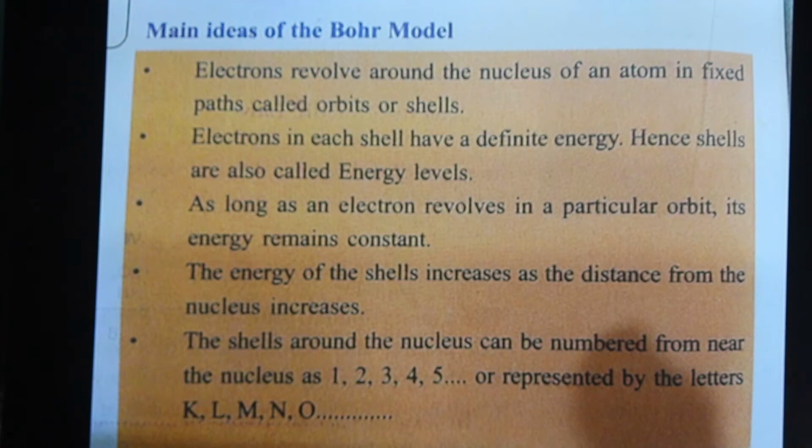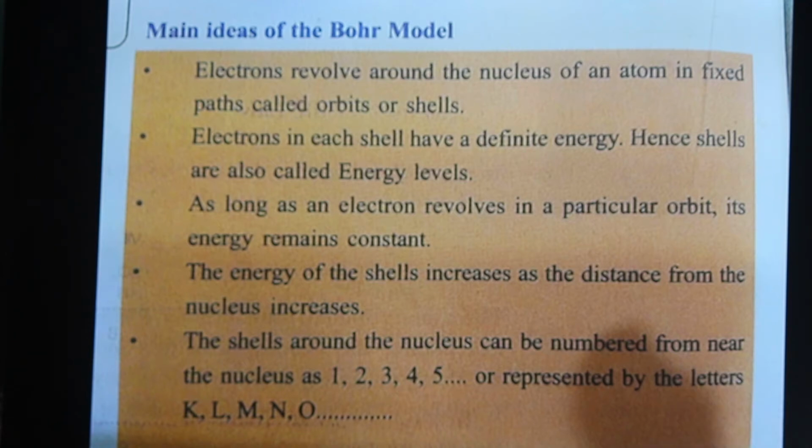The third point, as long as an electron revolves in a particular orbit, its energy remains constant. That is, each orbit has a particular energy that is entirely different from other shells. Next one, energy of the shells increases as the distance from the nucleus increases. We already discussed that the force of attraction decreases so that the energy increases.